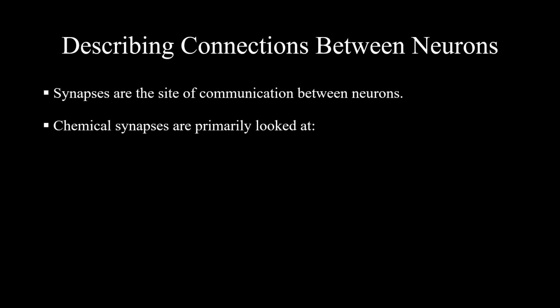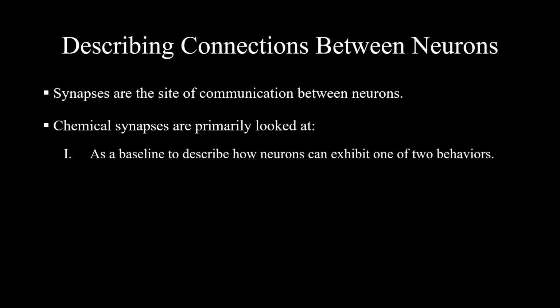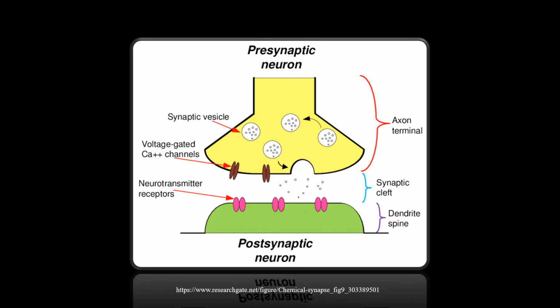Describe a connection between neurons. Synapses are the site of communication between neurons, and chemical synapses are primarily looked at as a baseline to describe how neurons can exhibit one of two behaviors, and because they're easy to target and quantify. This is a diagram of a chemical synapse. So here we have a synaptic vesicle, which holds neurotransmitters. Once these vesicles open, the neurotransmitters are released and bind to the postsynaptic neuron. Depending on the neurotransmitter, it will affect what the postsynaptic neuron does. I'll explain that briefly.